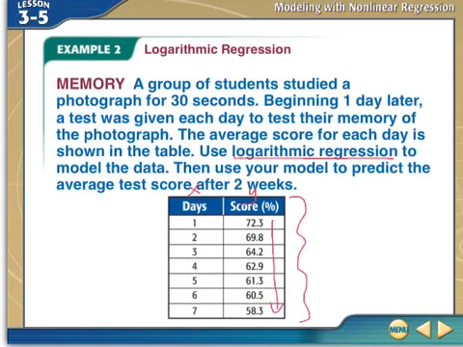So what we're going to do is start by entering our data into our lists. In Video 1, I talked about how you enter data into your lists. So go ahead and go to your lists under Stat and Edit and enter X into List 1 and the score into List 2.